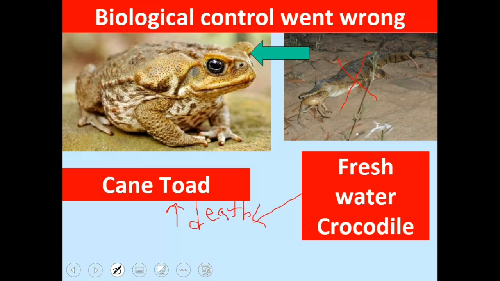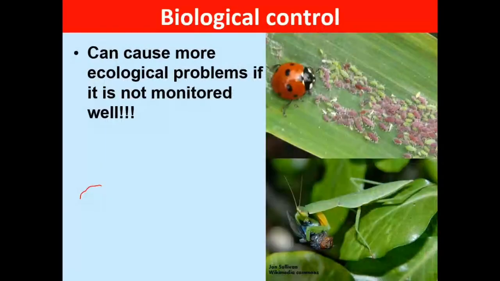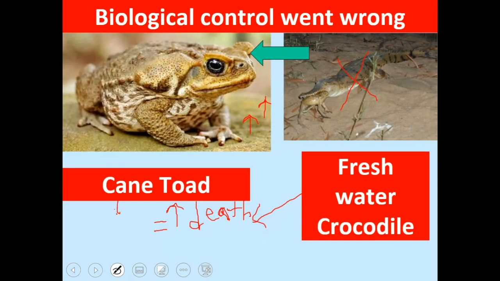And scientists found the reason. Crocodiles started to die a lot, and then the toad population went up more. The main problem was that these cane toads have a lot of poison in their bodies. So crocodiles and other predators die off because this toad has too much poison in it, and that kills off all of the predators.